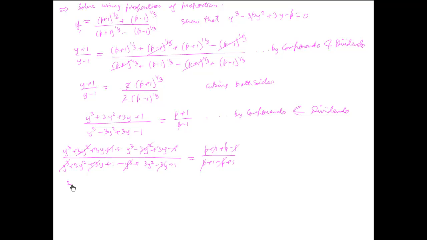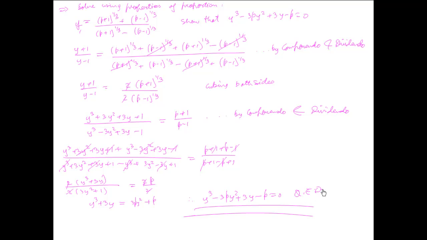So children, that gives us 2 times (y cube plus 3y) upon 2 times (3y squared plus 1) is equal to 2 times p upon 2. All the 2's cancel, we cross multiply, children. So we get y cube plus 3y is equal to 3y squared p plus p. Bringing everything on the same side, we get y cube minus 3p y squared plus 3y minus p is equal to 0, which was to be proved. Hence proved, children.